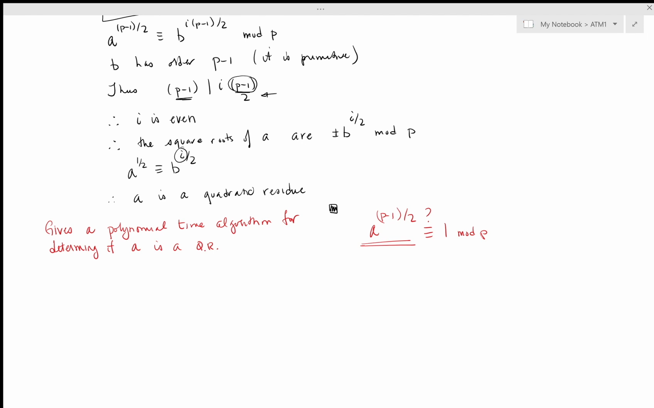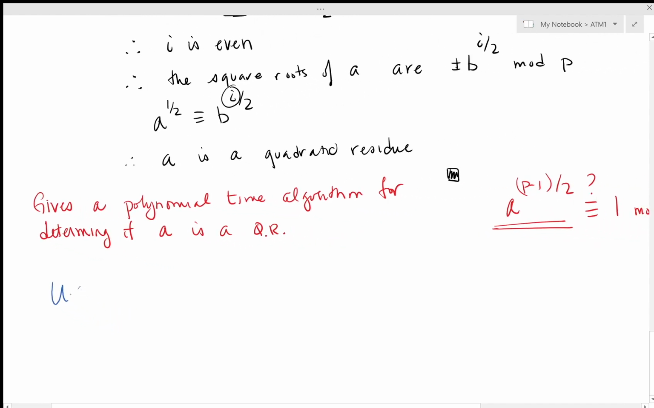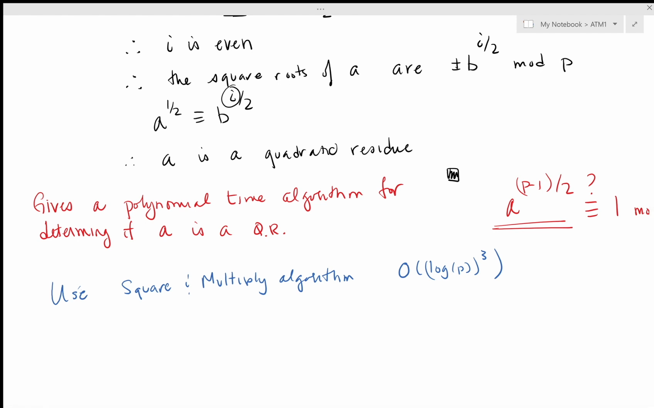So what we do here is we use the square and multiply algorithm. Then we know that the time complexity of this is big O of (log p) cubed. So we have a way, in polynomial time, of determining if a number is a quadratic residue mod p, for p an odd prime.